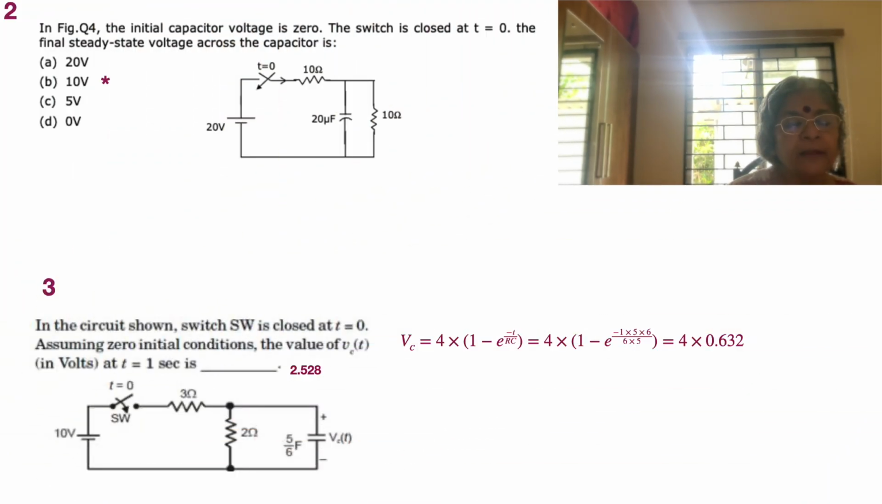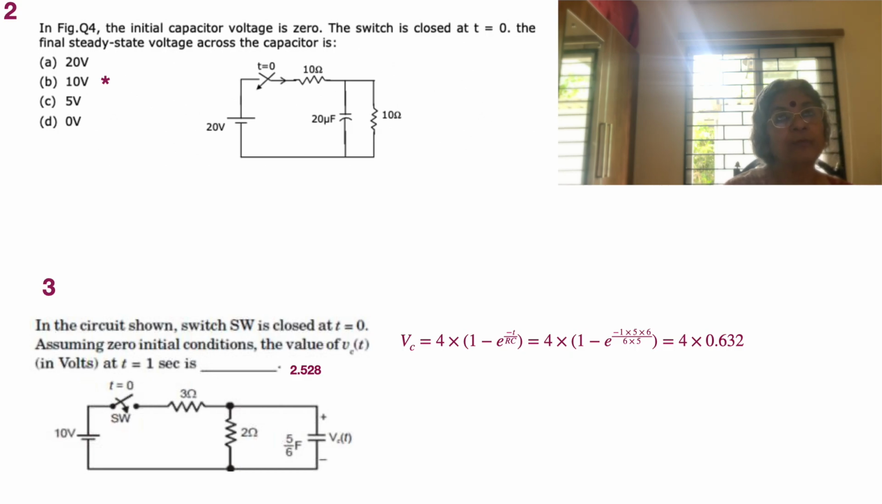Here we have a 20 volt source being applied via a switch to a 10 ohm resistor and a 20 microfarad capacitor in parallel to 10 ohms. Of course, the switch is just being made, which means that there was a steady state. Let's see if anything else is given. In the figure, the initial capacitor voltage is 0. So nothing more is given. The switch is closed at t equal to 0. The final steady state voltage across the capacitor.